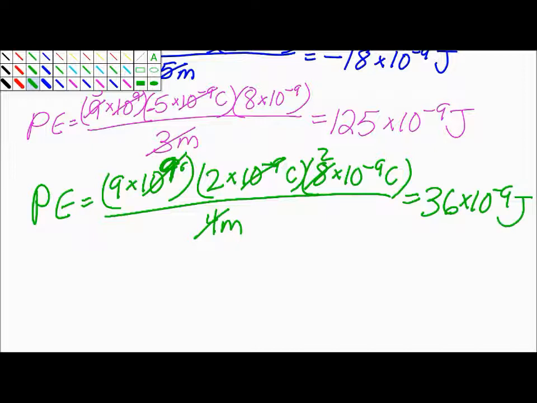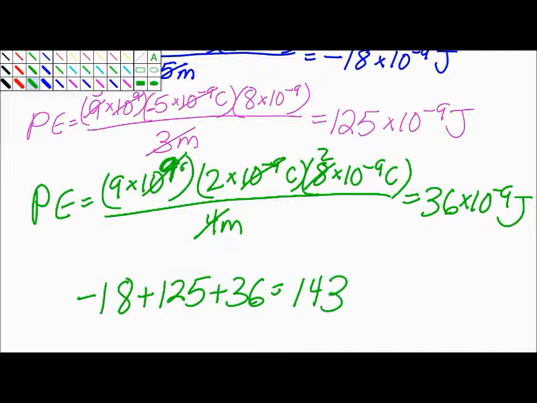And then so I just add up all these. These are all, I'll just make them into nanojoules. So I have negative 18 plus 125 plus 36. That's 125 plus 18. That's what, 143, if I've done my math there right. That's in nanojoules, so that's the answer. That's the potential energy that's contained within that configuration of charges.